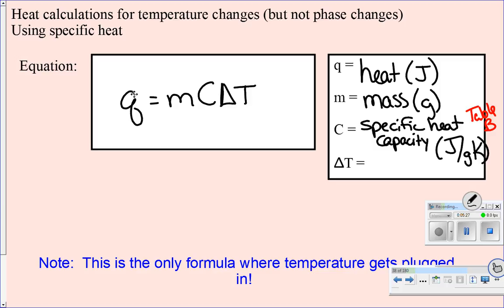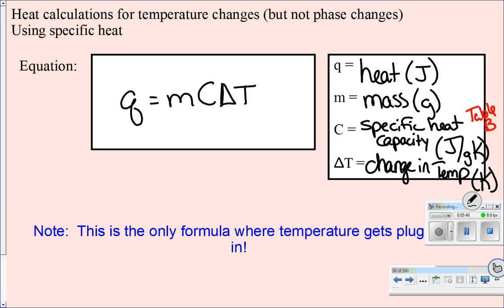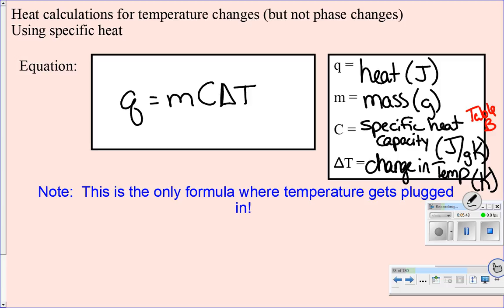And our delta T, finally, delta, remember, means change in. So this is a change in temperature, and that will be in Kelvin as well, unless you happen to be using Celsius, and then that's in Celsius. But again, because it's a change in, the amount of change is still the same. And note that this is the only one of these three formulas where you actually plug any sort of a temperature into the equation.